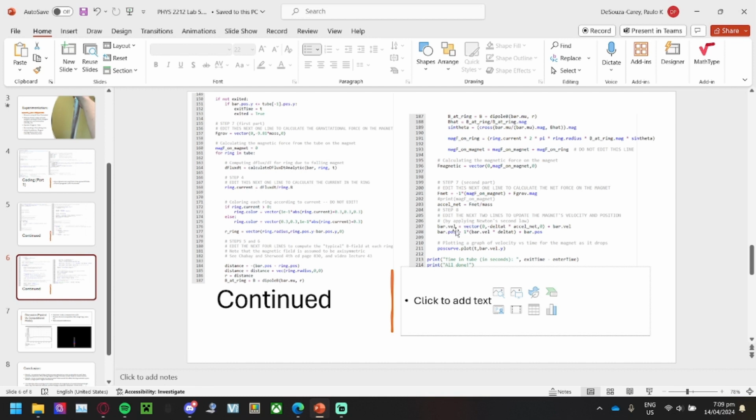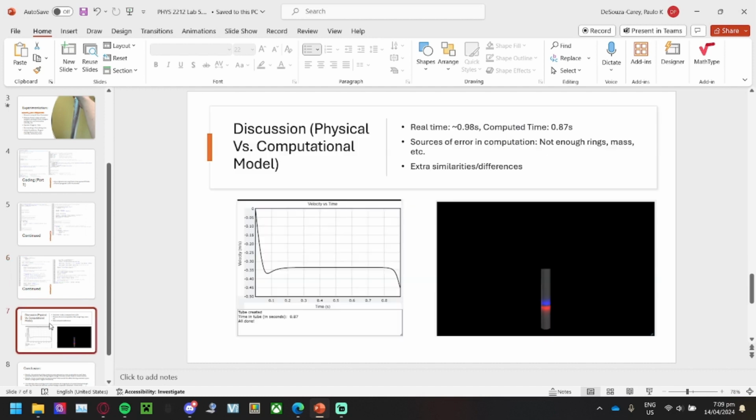Then over here, we add the gravitational force to the magnetic force. And then we use this down here, which is purely kinematics. We get a net acceleration by dividing the force by the mass. Then we step through the velocity and step through the position, and we show those. And then down here, it's just more plotting.